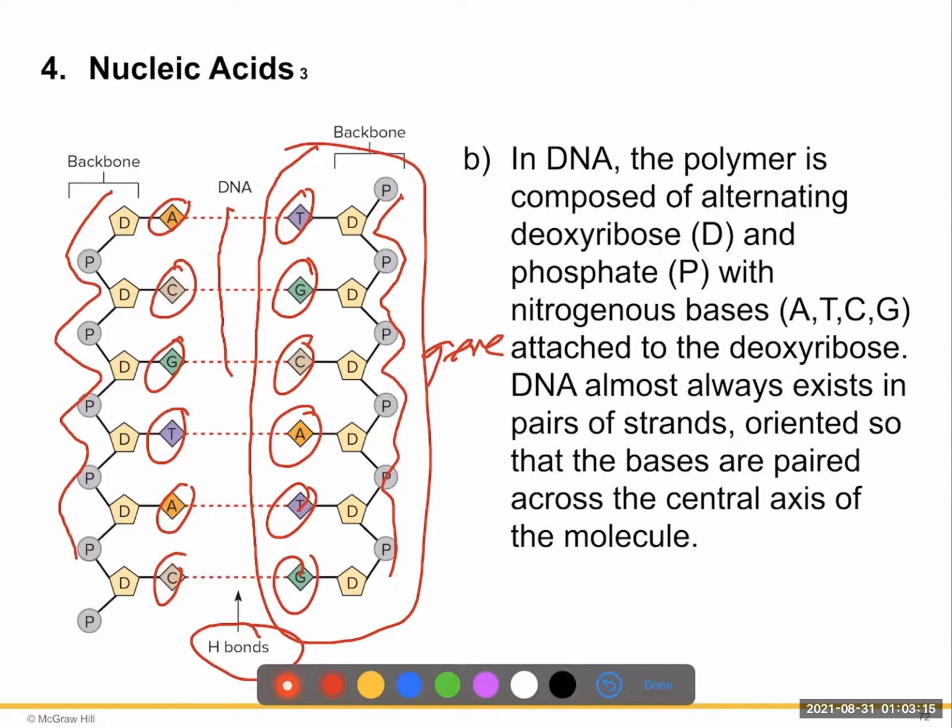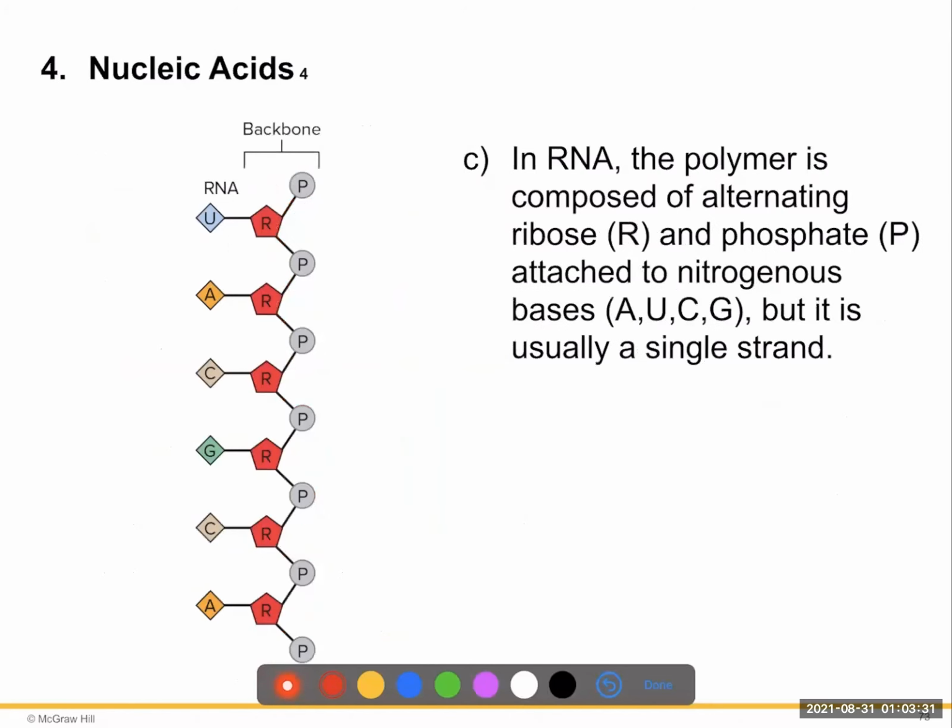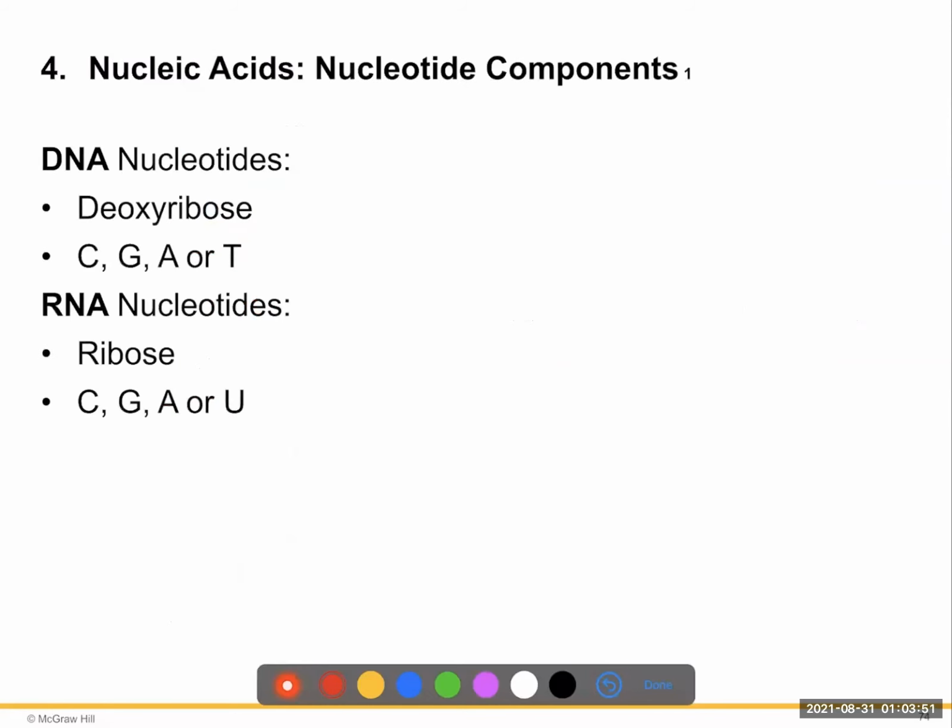Okay. DNA is almost always a pair of strands. They're single when they open up for replication or for translation into a protein. Okay. This is RNA. Remember, RNA is single-stranded. So all you've got is out here. And remember, there's no thymine, uracil replaces it. So uracil, adenine, cytosine, guanine, cytosine, adenine. Okay. It's single-stranded and it has uracil instead of thymine.